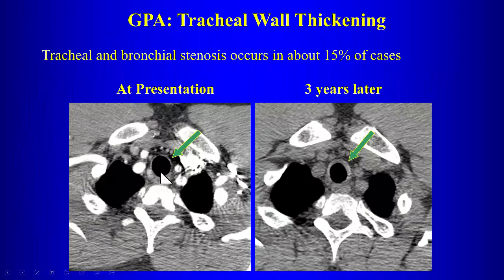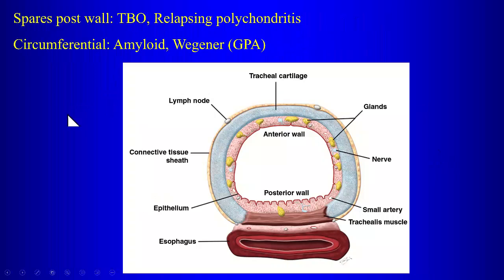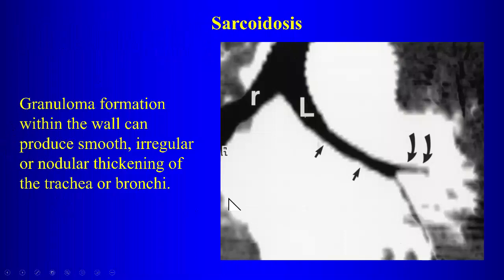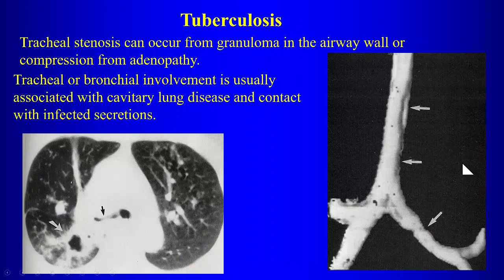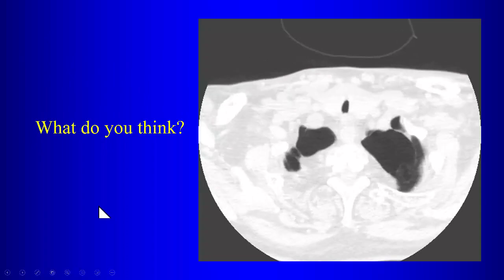Here's a case at presentation, normal trachea. Three years later, it has some thickening here of the trachea. Right? So these patients can have upper airway involvement. Okay? So when we talk about diseases that spare the posterior wall, TBO and relapsing polychondritis are supposed to spare the posterior wall because of lack of cartilage. Circumferential ones are amyloid and Wegener's, those are supposed to be circumferential in terms of the tracheal wall thickening. Other things that can affect the airway: sarcoid, of course, can give you airway narrowing from the granulomas, and tuberculosis, from the scarring, can also give you narrowing of the airways.